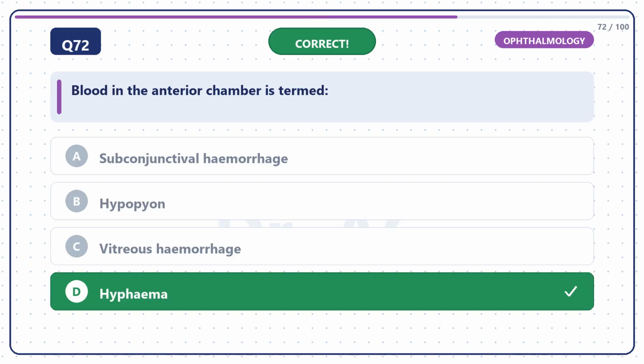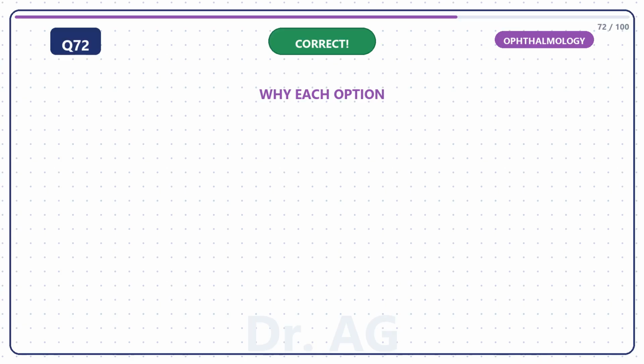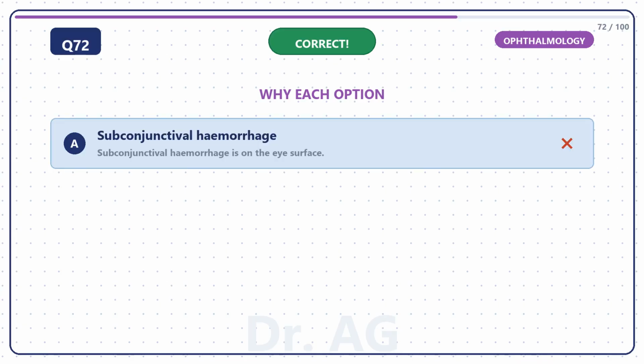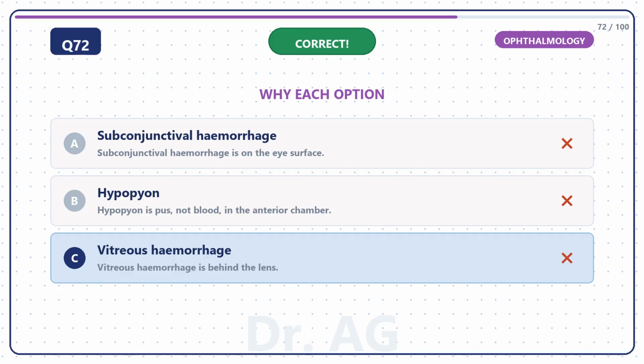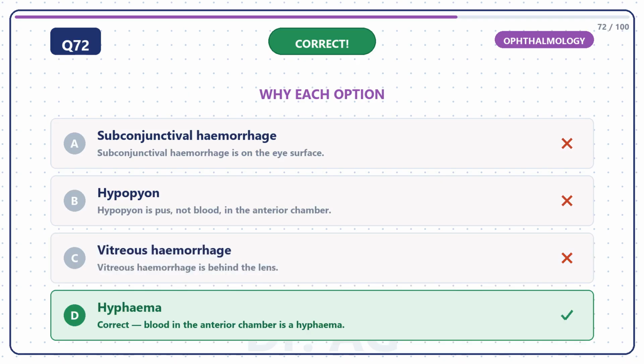The correct answer is option D. Hyphema. Let's go through the options. Subconjunctival hemorrhage is on the eye surface. Hypopyon is pus, not blood, in the anterior chamber. Vitreous hemorrhage is behind the lens. And the correct answer is hyphema. Correct, blood in the anterior chamber is a hyphema. So, the right answer is option D.